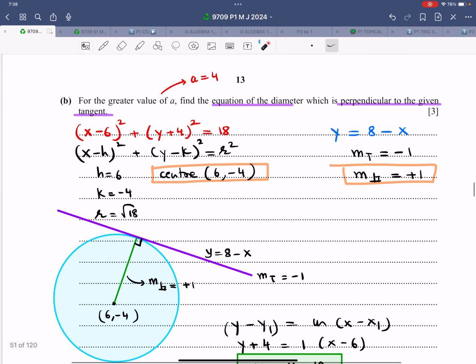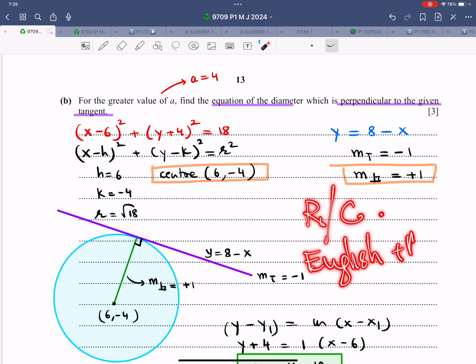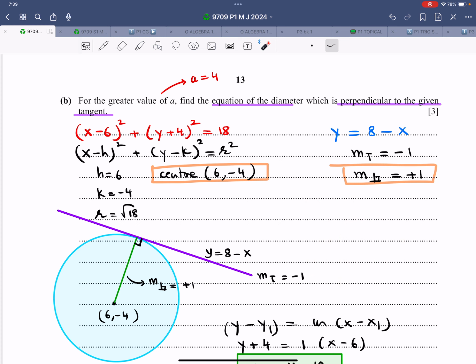The next one. Now it says for the greater value of a, that is a is equal to 4, find the equation of the diameter which is perpendicular to the given tangent. I love the wording. Now a lot of people would go just crazy over it. They would think that this is the most difficult question that they have ever seen in their life. There is nothing like that. This is one of the easiest. Again, it's about reading comprehension. It's about English, your mother tongue, and it's about mathematics. That's how you do it.